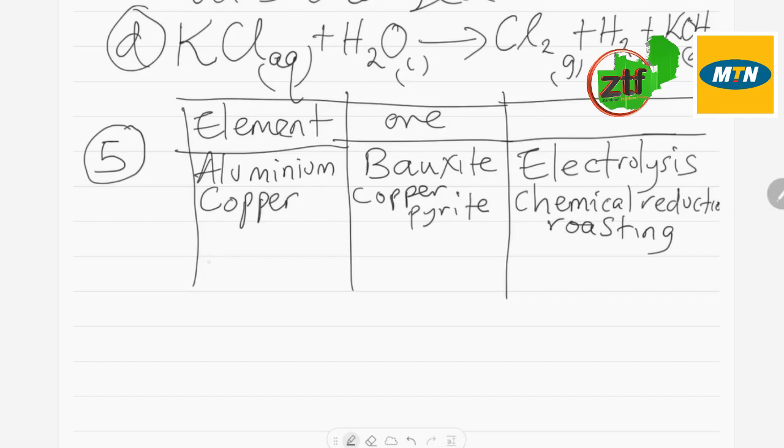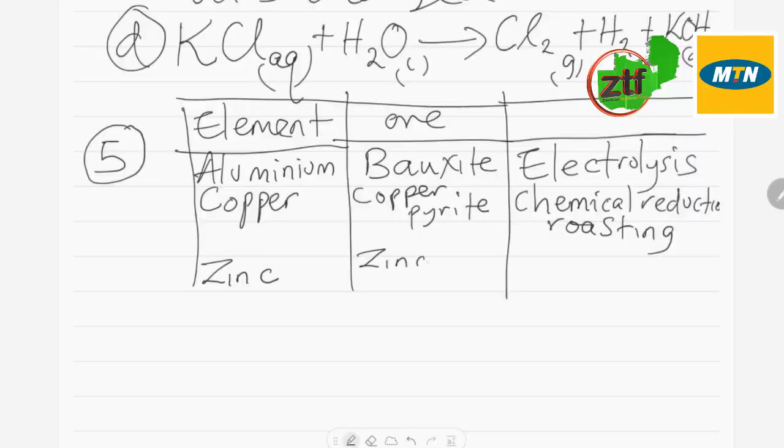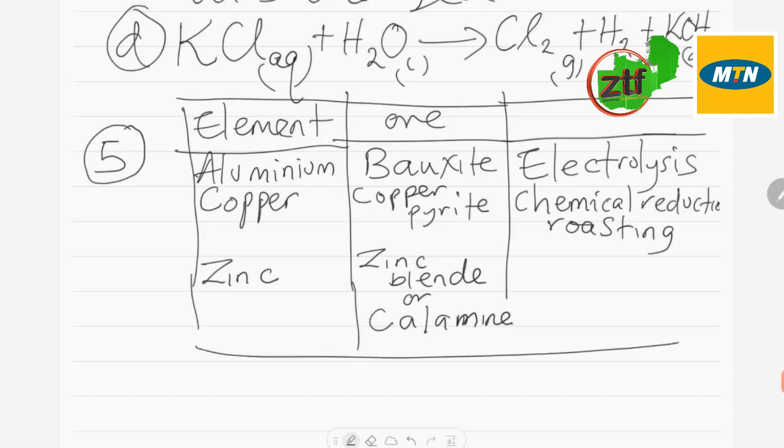Number 3, we have zinc. Zinc is extracted from its ore, which is known as zinc blende. Or we can also use calamine, which is zinc carbonate. And this zinc is extracted from zinc blende by a process known as chemical reduction.